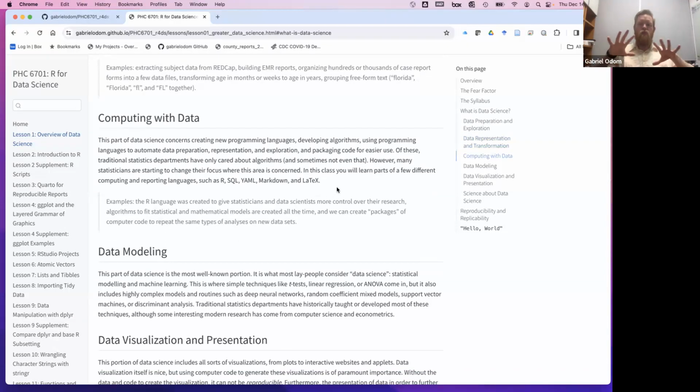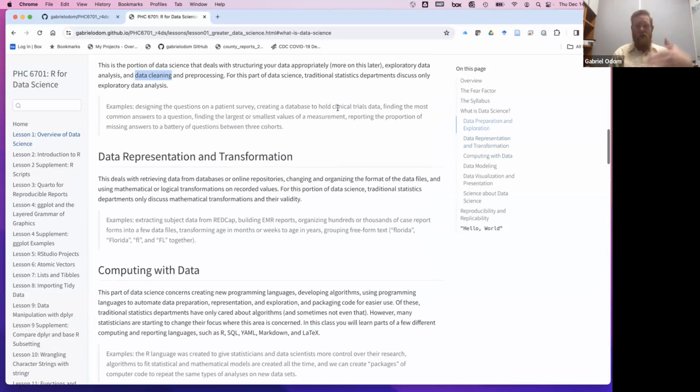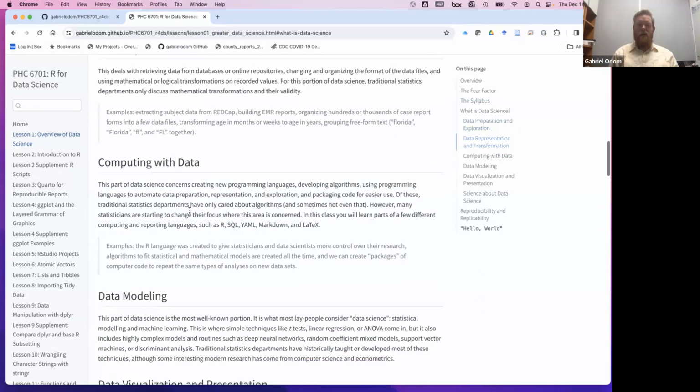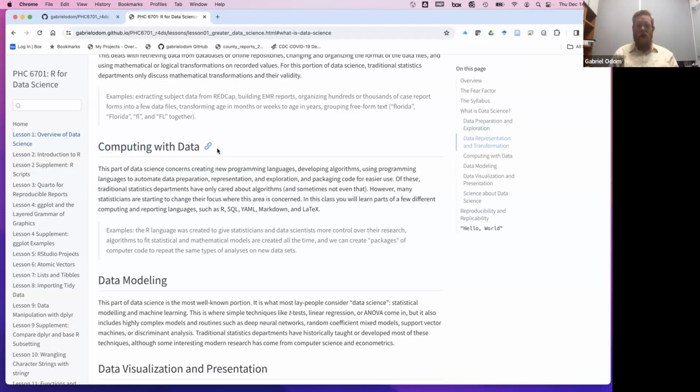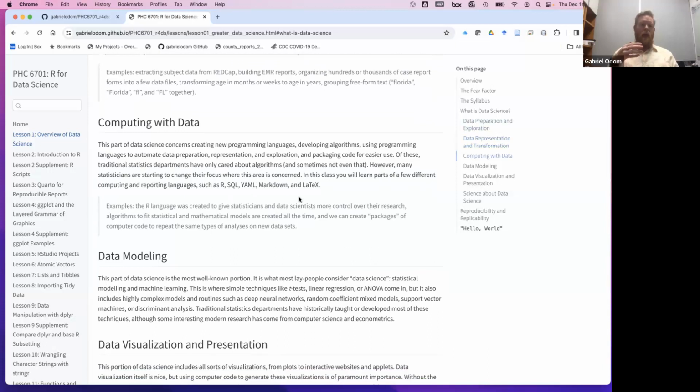So the point number 3 of data science is computing with data. And this is a huge amount of what we're going to be learning in this class. But the word computing should already be ringing bells to say, oh, okay, we're definitely learning some computing in this class. So how do you write instructions for your computer to do what you need to do?